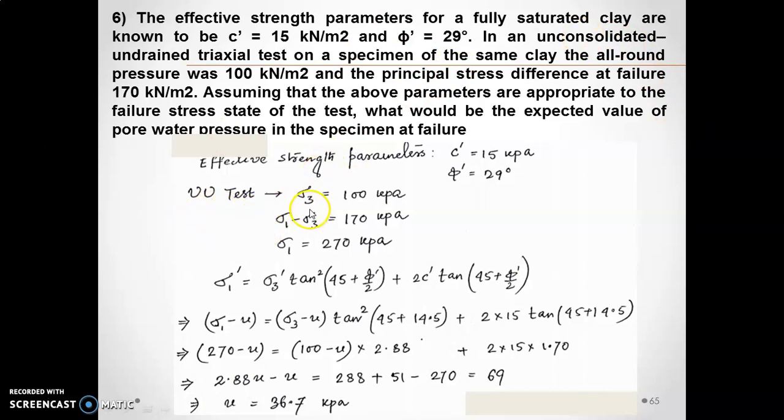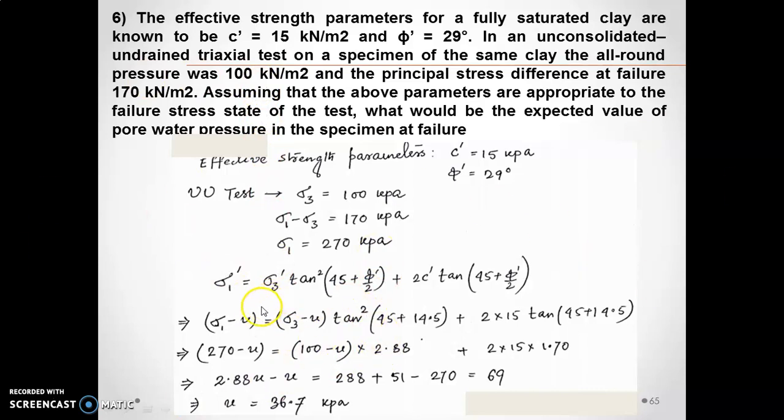Okay, here sigma 3, that is the given all-around pressure, that is nothing but cell pressure, is equal to 100 kPa, and principal stress difference at failure. Principal stress difference means sigma 1 minus sigma 3, the difference between the principal stresses. That is sigma 1 minus sigma 3 is equal to 170 kPa. Then, we know sigma 3 is equal to 100 and sigma 1 minus sigma 3 is equal to 170. So, sigma 1 is equal to 170 plus 100, that is 270 kPa. Now, it is asked to calculate pore water pressure.